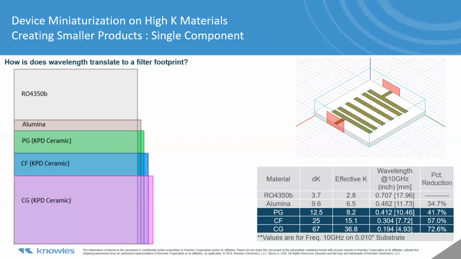In this exercise, each filter was modeled to have the same bandwidth, rejections, and the same distance from the edge of the resonator to the edge of the ceramic. This was done to create an apples-to-apples comparison so as to compare just the dielectric constant of the ceramics. As you can see, the use of high-K materials results in a shorter wavelength, and in turn, that reduces the overall size of the component.